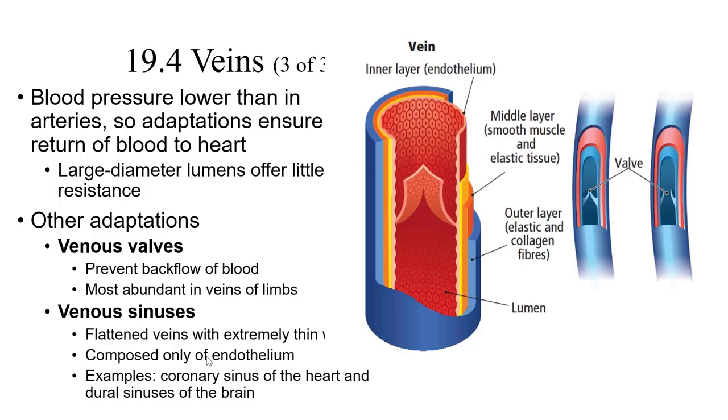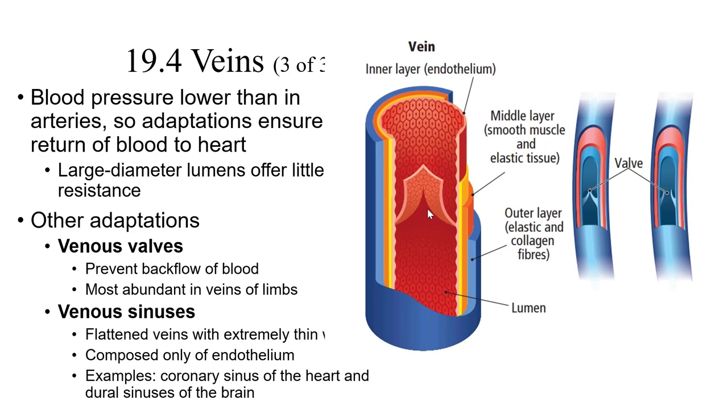So the blood pressure in the veins is lower than in the arteries. So adaptations would ensure the return of blood to the heart. And one of the adaptations is actually your valves. Okay? The venous valves prevent the backflow of blood, and they are most abundant in the veins that are found on the limb area.